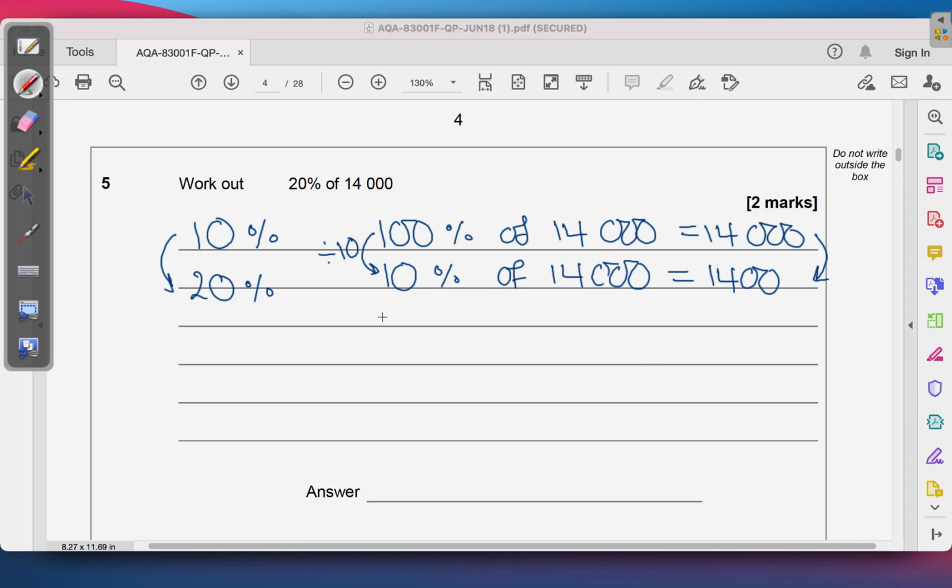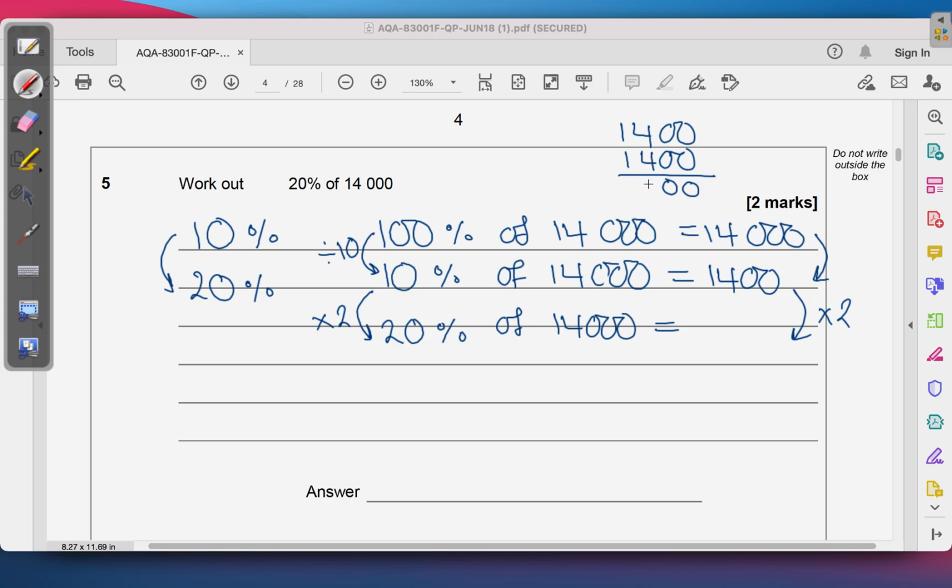As I said before, to get to 20%, we need to times whatever 10% is by 2. So 20% of 14,000 is whatever 10% is, which is 1,400, times by 2. So 1,400 add 1,400. 0, 0, 0, 0, 0. 4 add 4 is 8. 1 add 1 is 2. So the answer is 2,800.